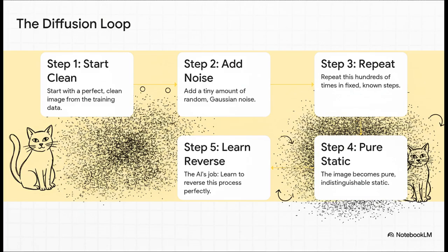So in step 1, we start with a perfect, clean image. Then step 2, we just add a tiny bit of noise. Step 3, we just do that again and again, hundreds of times, until we hit step 4, where the original image is just completely gone, lost in a sea of static. Now that's the easy part. The real challenge, as was shown in step 5, is teaching the AI to learn the reverse journey, to perfectly undo every single one of those noisy steps to get all the way back to the original.